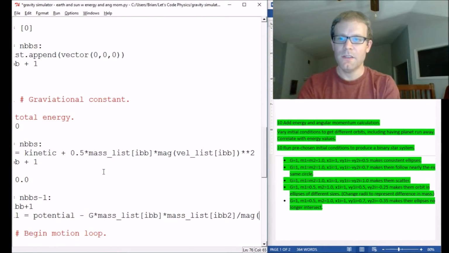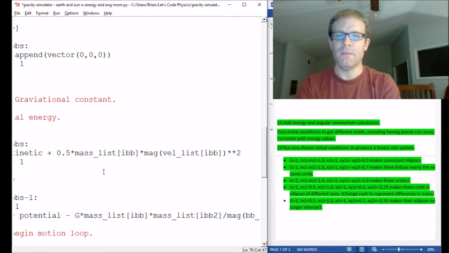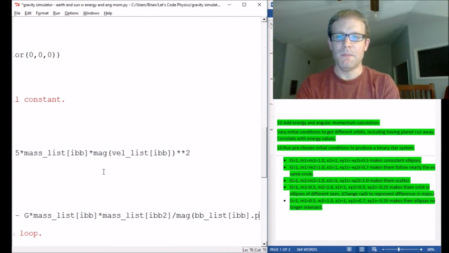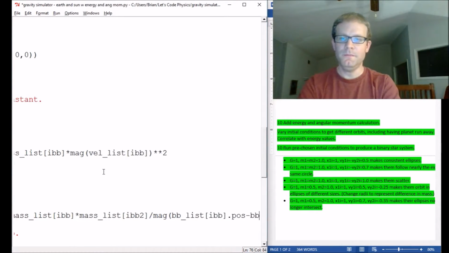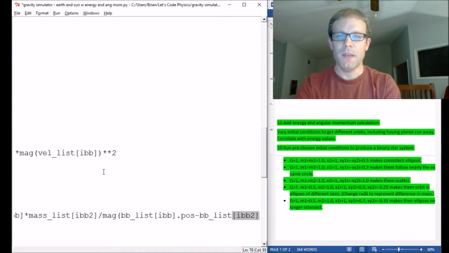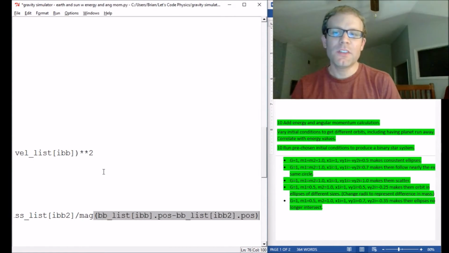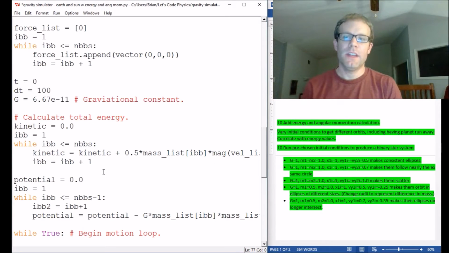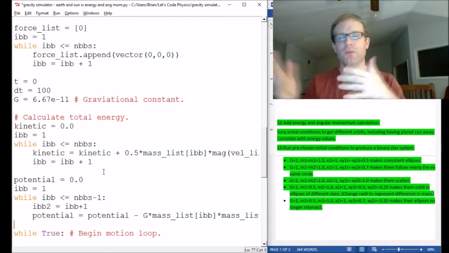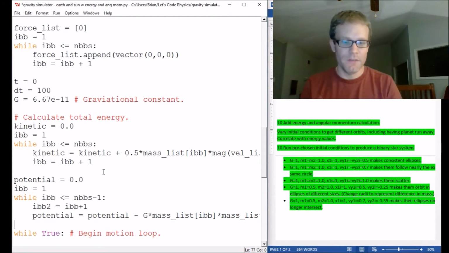So we're going to take the magnitude of the difference of their positions. So that's going to be bouncy ball list IBB.pause minus bouncy ball list IBB2.pause. Now that probably looks familiar because it looks a lot like the gravitational force. The potential energy and the force are always related. One is the derivative of the other one.